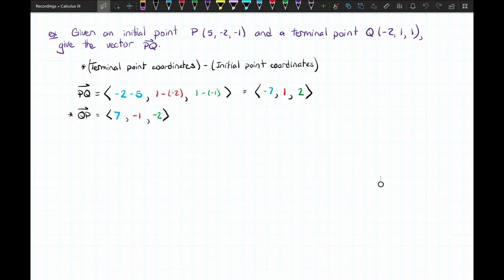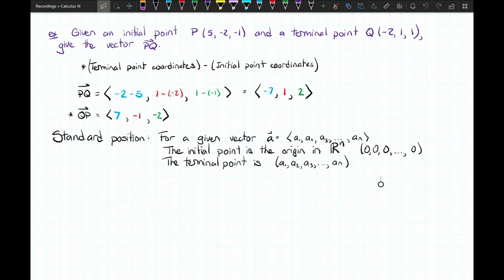Now, before we take a look at computing the magnitude of a vector given its components, it's really helpful to know that whenever we decide to have a vector's initial point be the origin, we say that it is in standard position. Given a vector A with the components A1, A2, A3 up to AN, if that initial point is 0, that is simply the components 0, 0, 0 all the way up to 0, then that terminal point is the same n-tuple as the vector. It's just that the terminal point is a point, so it has round brackets, and the n-tuple of the vector, being a vector, has triangular brackets.